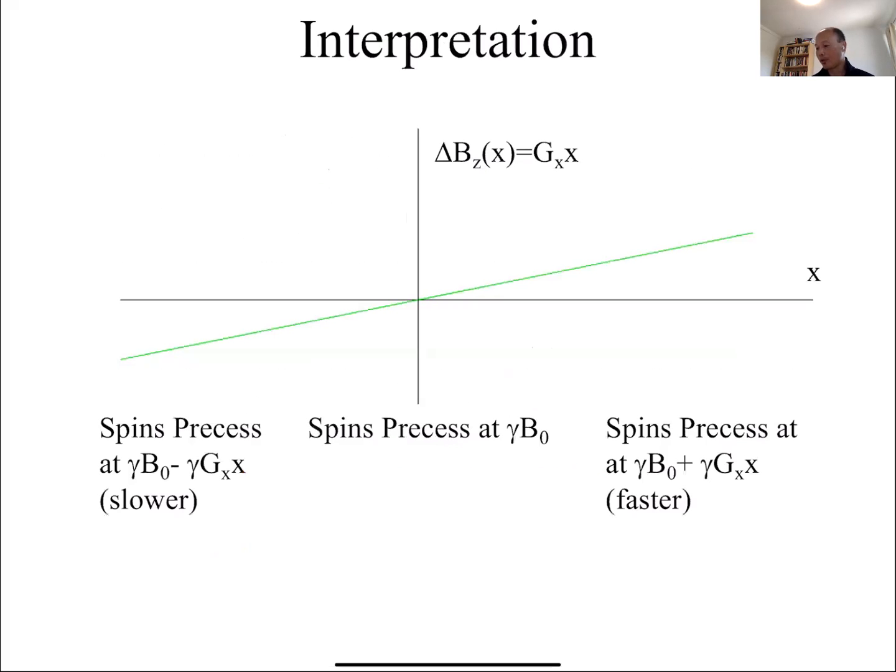So here's a picture. Remember, the center is what we call the isocenter. Spins there will precess at gamma times B naught. In this case, we've applied a gradient field in the x direction, so G_x x, where G_x here is positive. And so the field gets stronger as we go along this direction. The spin over here would precess faster, at gamma B naught plus gamma G_x x. And spins here would precess more slowly, at gamma B naught minus gamma G_x x.